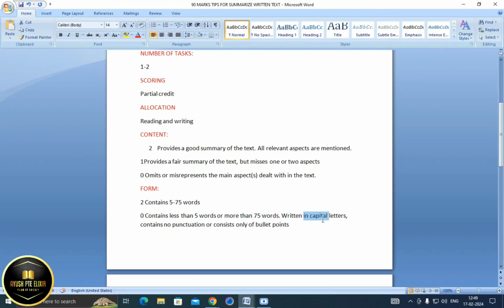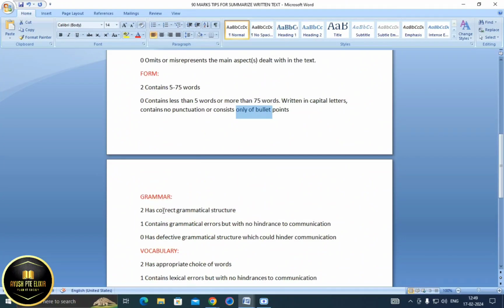So if it's written in capital letters, there is no punctuation at the end, or it contains, in other words, bullet points, it will not score your entire text. Then I go to the grammar section.